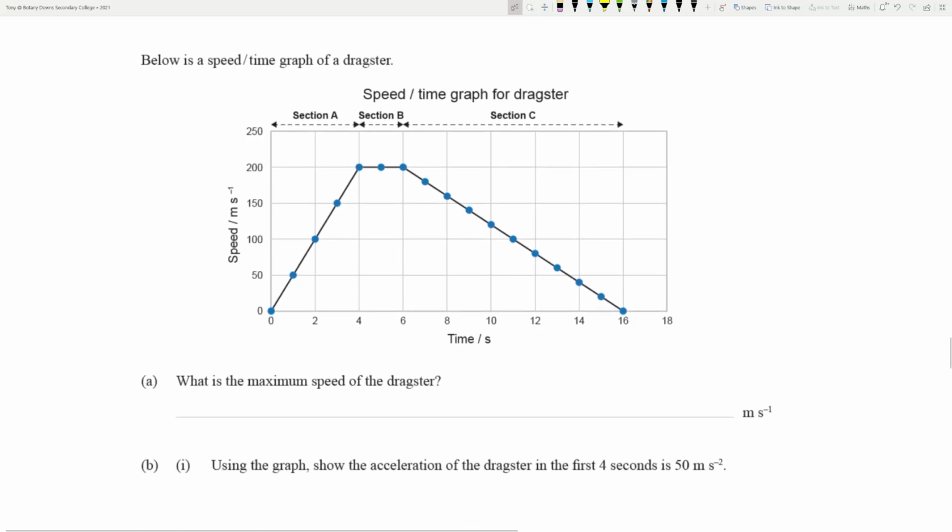All right, so this is question 3. Going on to question 3. So what is the maximum speed? So this is a speed time graph. What's the maximum speed of the dragster? This is going to be right here. So it's going to be 200 meters per second.